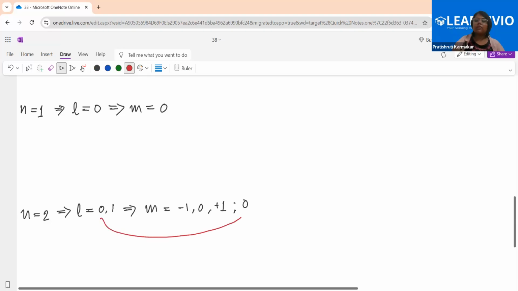For L equal to 0 we have m equal to 0, and for L equal to 1 we have m equal to -1, 0, +1. Now if we draw, for the first case we will get only one box, because the value of m is 0, so we have only one value of m, so we will have only one box. Here m equal to 0 and also L is equal to 0, so it will be an s orbital.